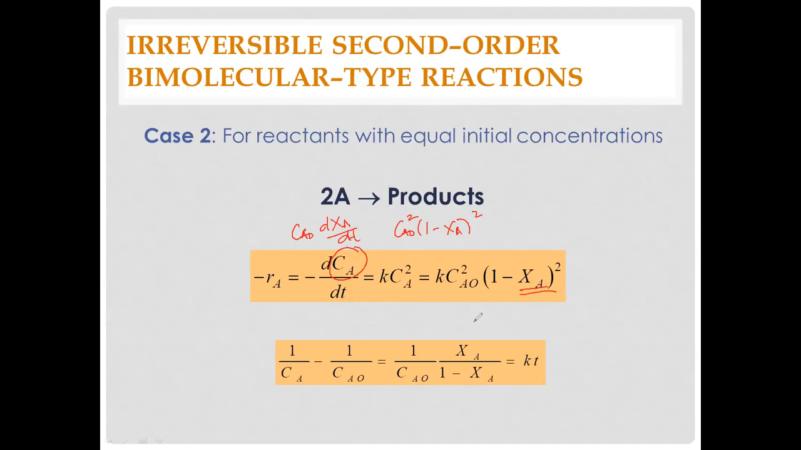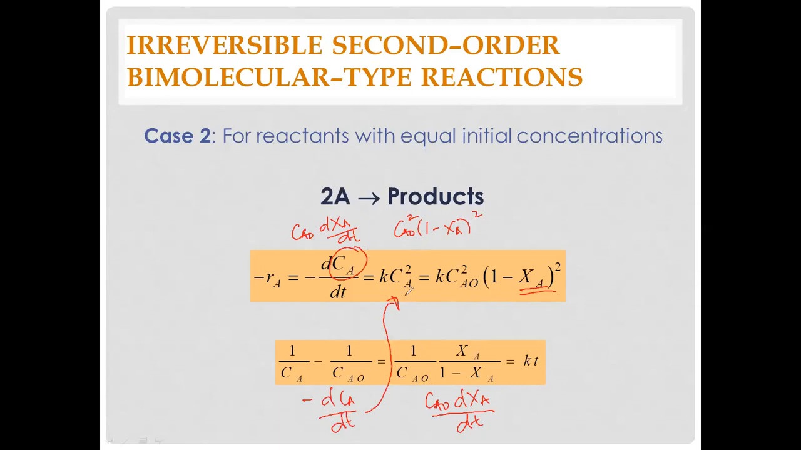This one, I will write where this came from. You have here, this one came from CAO dXA dt, while this one came from negative dCA dt. So if this is negative dCA dt for this one, it should be paired with this. This should be your pairing right side.